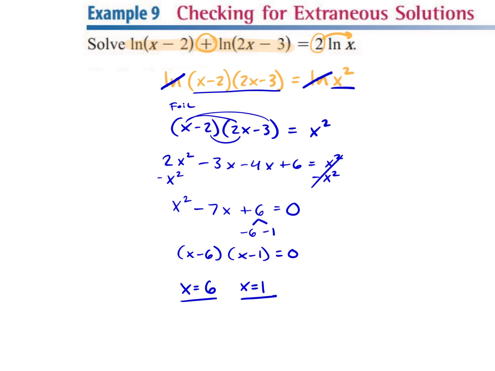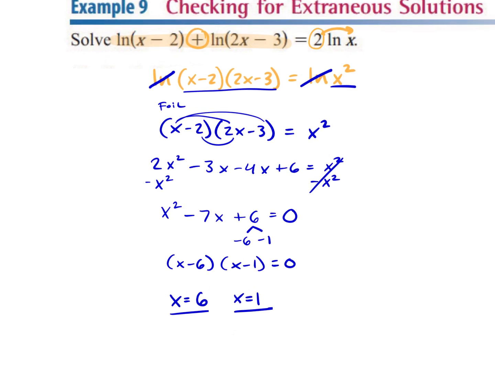So we have a log question. We have to check. So if I plug in 6, now we don't have to work it out all the way. You can just lightly plug it in. 6 minus 2, is that more than 0? Yeah, so we're good there. 2 times 6 would be 12. 12 minus 3, is that more than 0? Yep, so it's good there. And then if I plug in 6 here, the ln of 6, we can do that. That's more than 0. So 6 works.